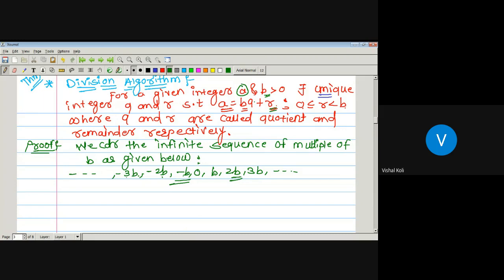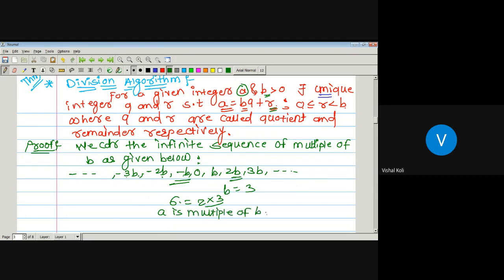For example, suppose a is equal to 6 and b is equal to 3. Then this 6 is a multiple of b, that is, it is 2 times multiple of 3. Okay, so in that case a is a multiple of b.